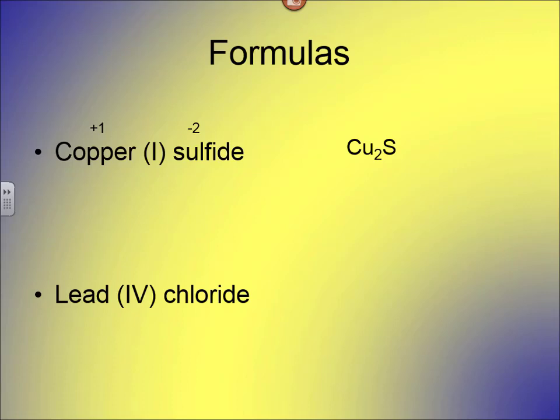Remember, there were 2 exceptions to the transition metal rule, and they were lead and tin. Lead and tin are technically not transition metals, but they can have more than one possible charge as an ion. So they get a Roman numeral too. Also, what's this Roman numeral? 4. So this time lead is +4. Chloride, -1. Crisscross the charges, check if they reduce. They don't. So you have PbCl4.